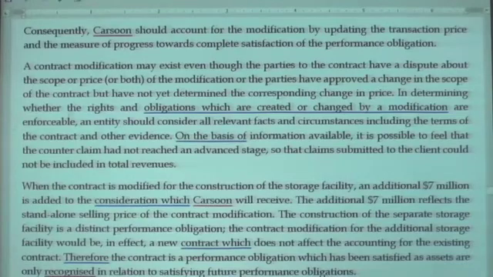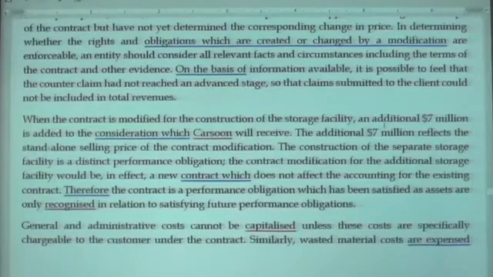In determining whether rights and obligations which are created or changed by a modification are enforceable, the entity should consider all relevant facts and circumstances, including the terms of the contract and other evidence. On the basis of the information available, the counterclaim had not reached an advanced stage, so the claim submitted to the client could not be included in the total revenue because both parties had not approved it. Clear?